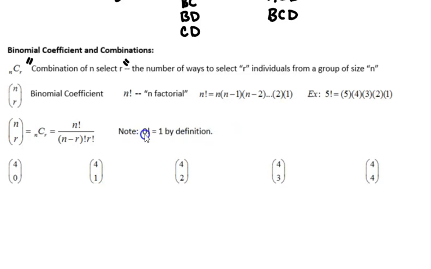Also note that 0 factorial is equal to 1 by definition. Basically saying, how many ways are there to select 0 out of 0? 1. Okay, that's kind of our definition.